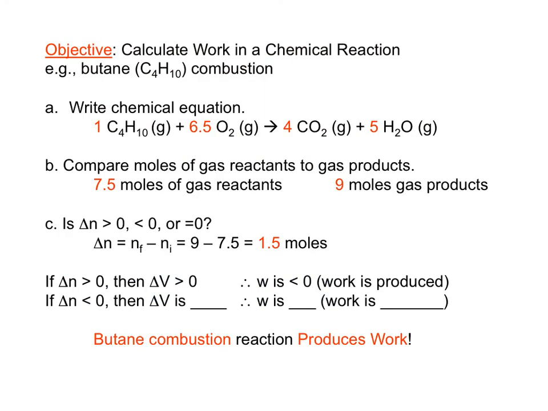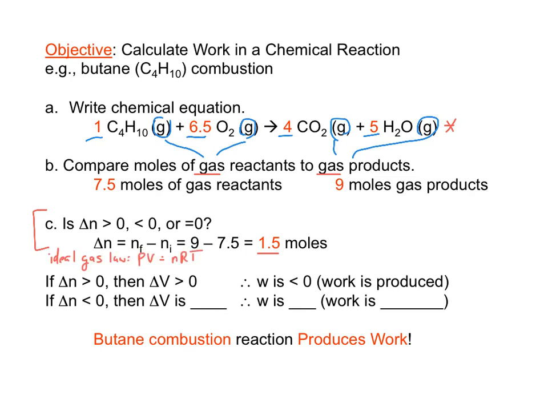Now, we can calculate whether work is produced or supplied in a chemical reaction. Let's take a look at the butane combustion reaction. First, write a balanced chemical equation. Next, compare the moles of gas reactants to gas products. There are more moles of gas products.